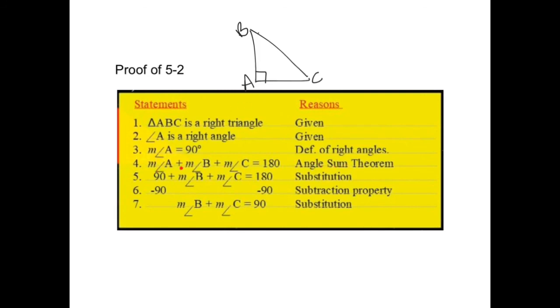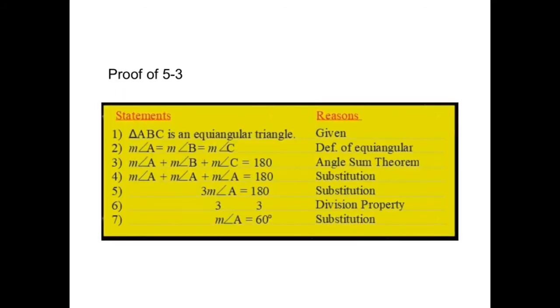I can take out the measure of angle A and plug in 90 by substitution because it is a right angle. Subtract 90, and then the sum of the two acute angles, that's all I'm left with, is equal to 90 degrees. And that's the proof of the second theorem. So again, these proofs are really just for you to look at, to just kind of read and see if you can understand, and to justify that these aren't just made up properties, that these exist for a reason.